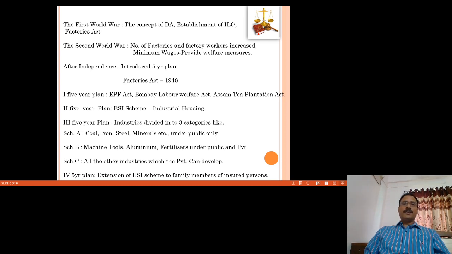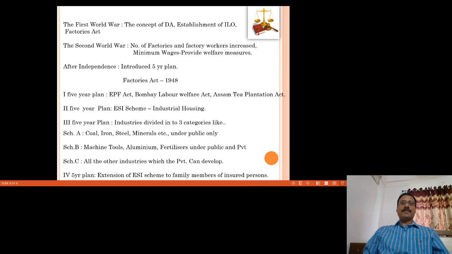In the Second World War, see the reforms again: the number of factories and factory workers increased, so they introduced minimum wages. The concept is minimum wages. Minimum wage is nothing but to meet their daily necessities: food, shelter, and clothing. So, for that, they introduced the minimum wages.